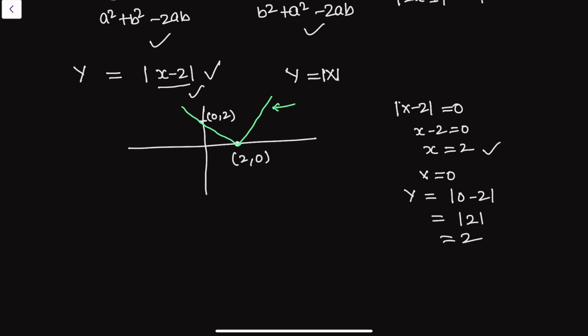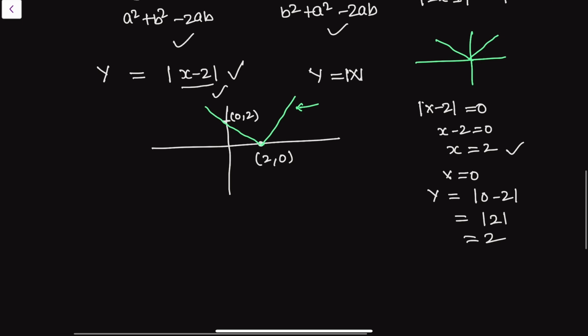So see how the graph of y = |x − 2| is related to the graph of y = |x|. Simply, you shift the graph of y = |x| 2 units to the right side. So y = |x − 2| goes through the points (2, 0) and (0, 2).